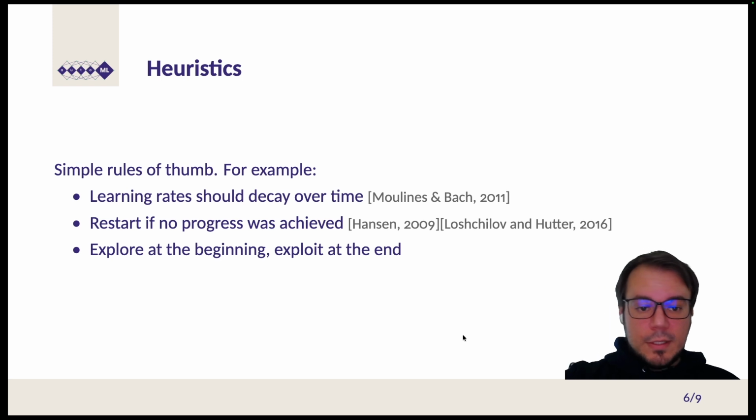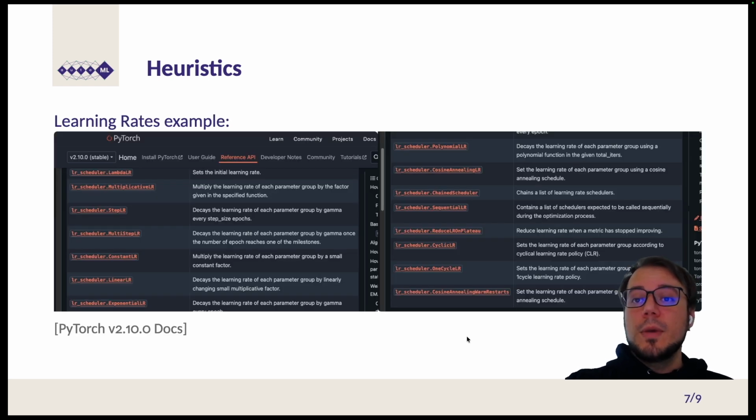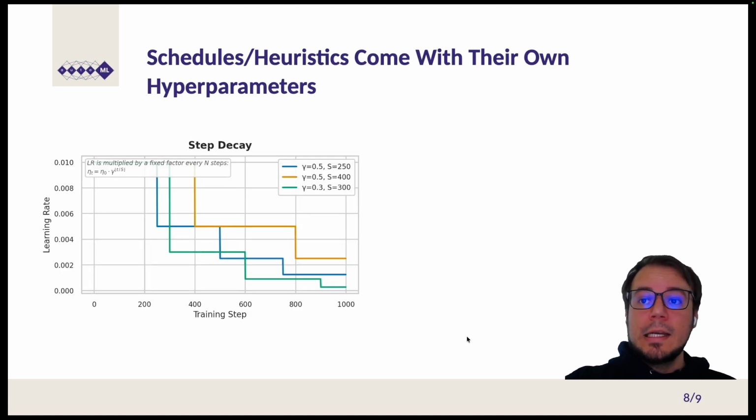And these heuristics create many different schedulers, for example, for learning rates. If you just look into the PyTorch documentation, you see there's a ton of different learning rate schedulers. And while they are great, they don't fully solve the problem because they come with their own hyperparameters. To give you an example, let's look at the step decay, where given an initial learning rate value, you want to adapt it, for example, halve it after a certain number of steps. So if we look at the blue line, we halve it every 250 steps, and the orange line, we halve the learning rate every 400 steps.